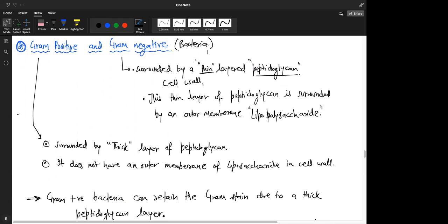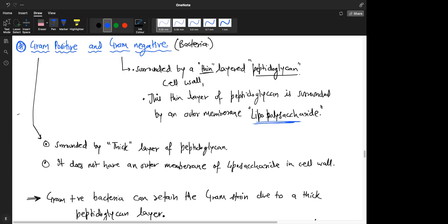First I'll talk about gram negative. Gram negative cells are surrounded by a thin layer of peptidoglycan, and over it is also a layer of lipopolysaccharide. And gram positive bacteria are surrounded by a thick layer of peptidoglycan. They do not consist of lipopolysaccharide.